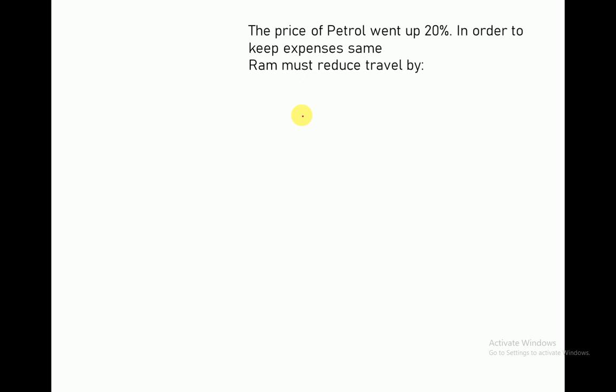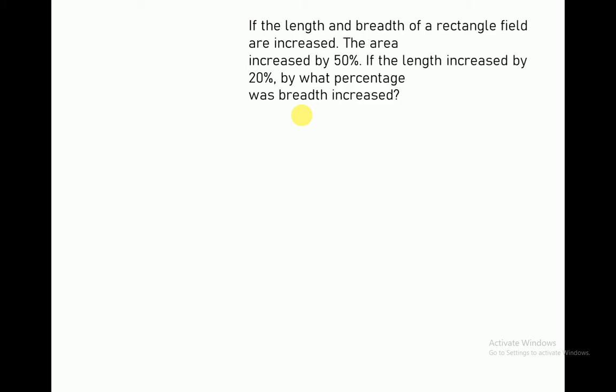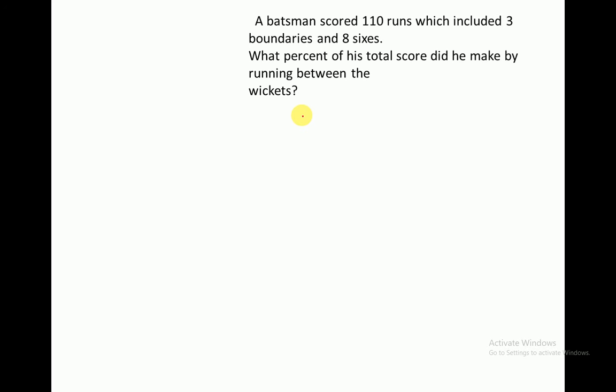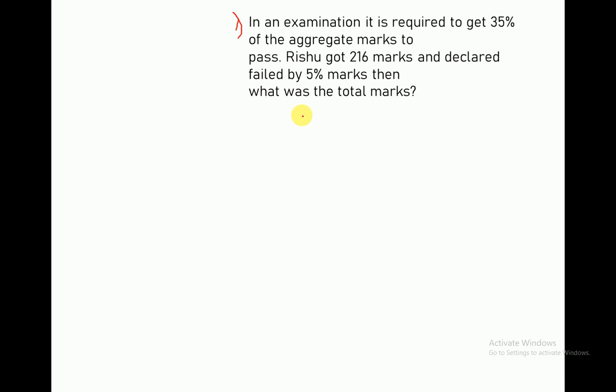Basically every question has some new concepts, so that's why I selected these questions. So let's get started. The first question says that in an examination it is required to get 35% of the aggregate marks to pass. So the passing percentage is given over here, 35%. Rishu got 216 marks and was declared failed by 5% marks. Then what was the total marks?